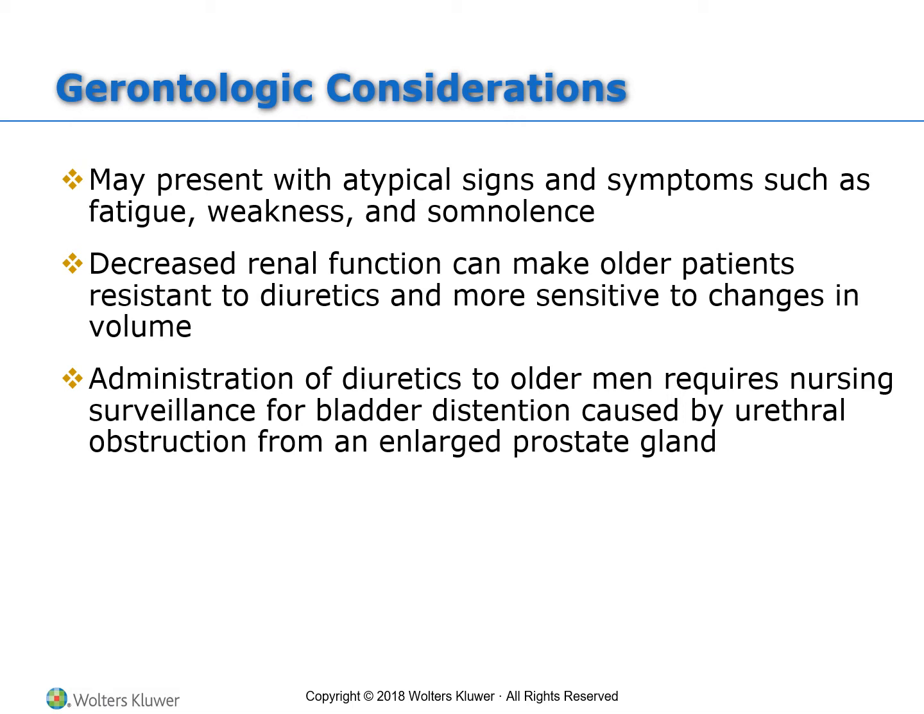Also, the increased volume of urine that is produced from diuretics in older men can lead to bladder distension because, due to an enlarged prostate, they might not be able to empty their bladder completely. The distension can lead to bladder spasms. It can lead to backflow of urine back into the ureters and the kidneys, causing nephritis.